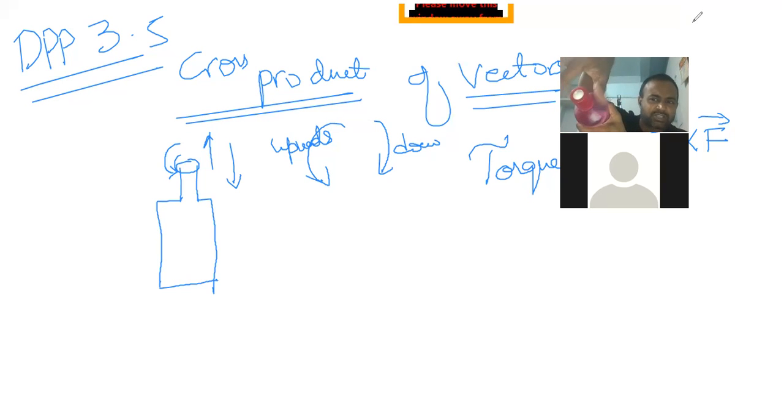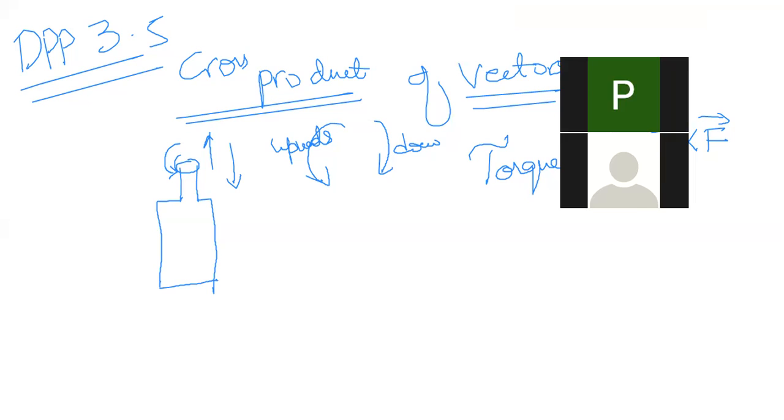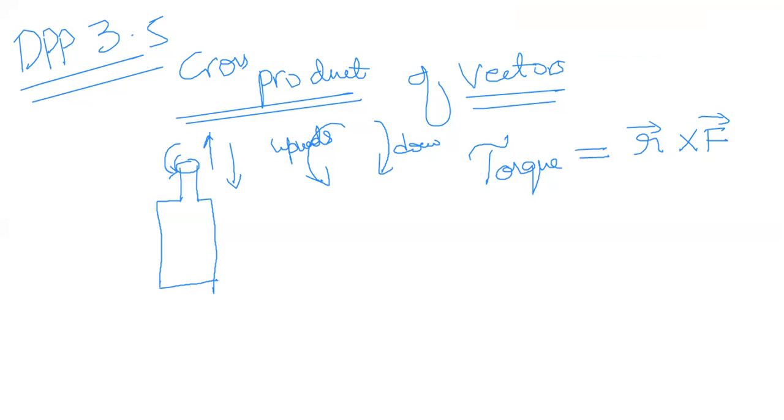F bar is my force that my fingers are applying. Are you understanding? My fingers are applying a force. The water is spilling out. So that is understood. Is it clear? Understood, sir. So R bar cross F bar means that. Is it very clearly understood?